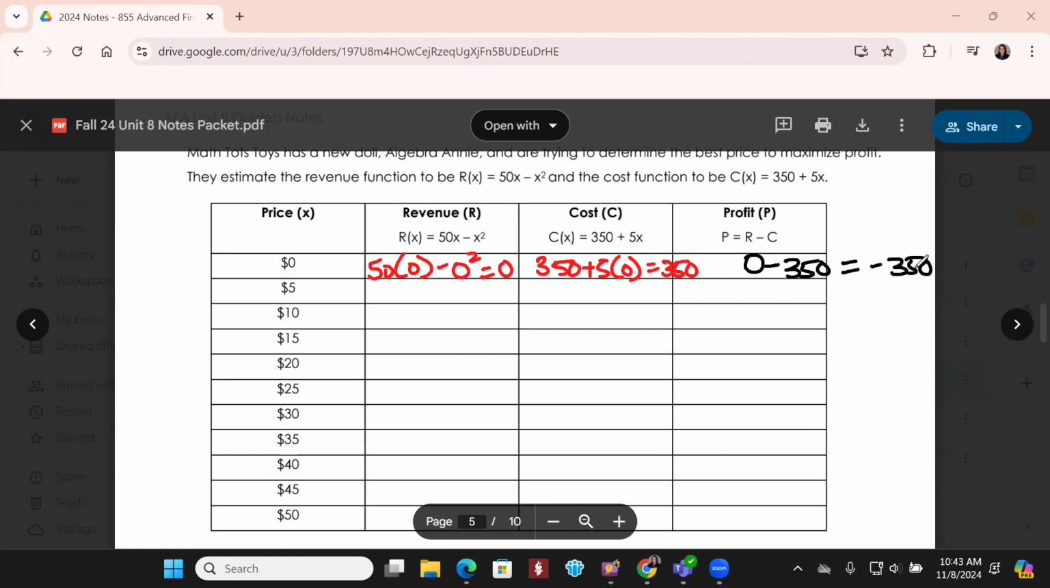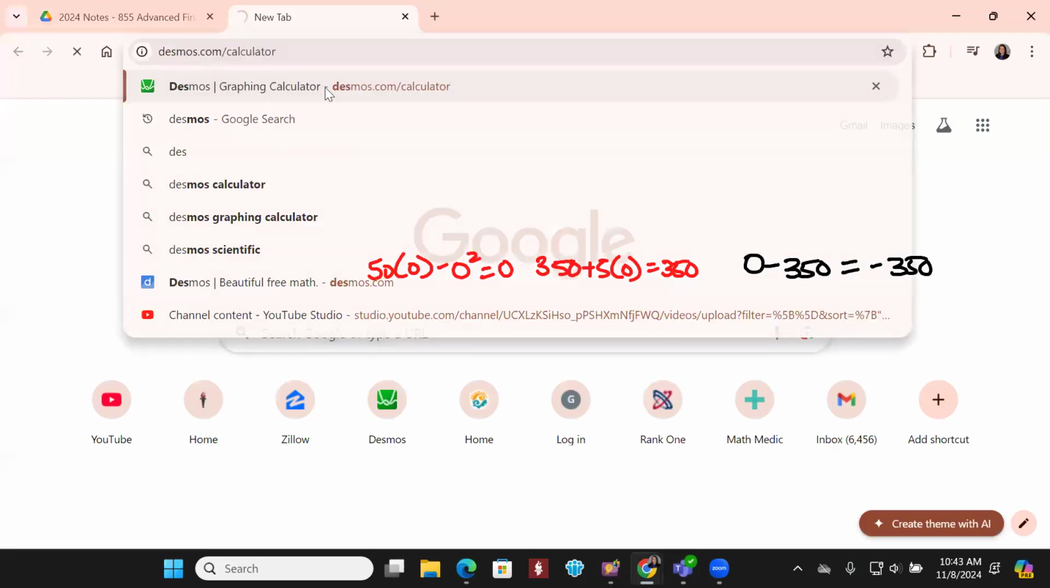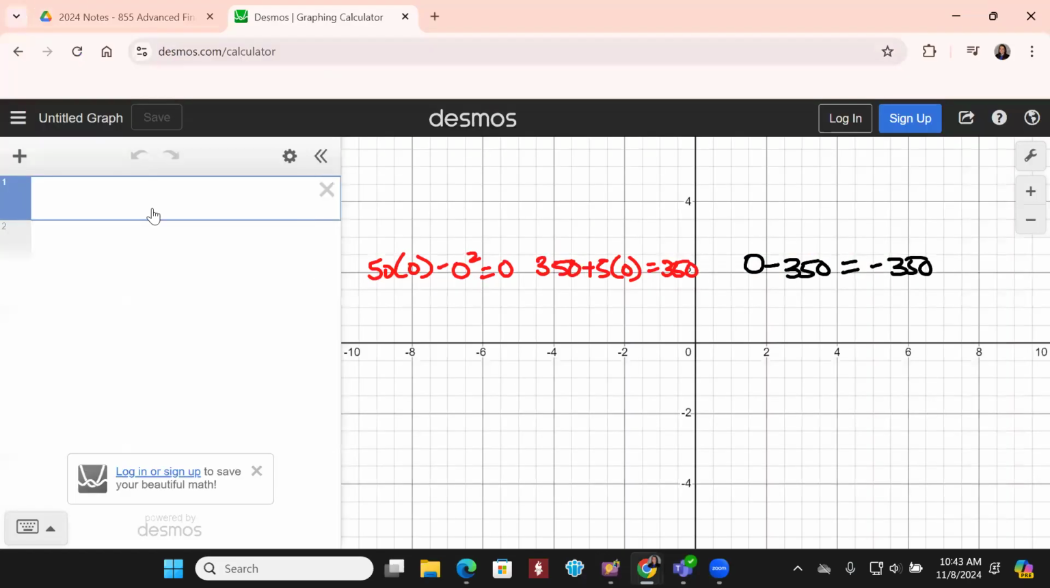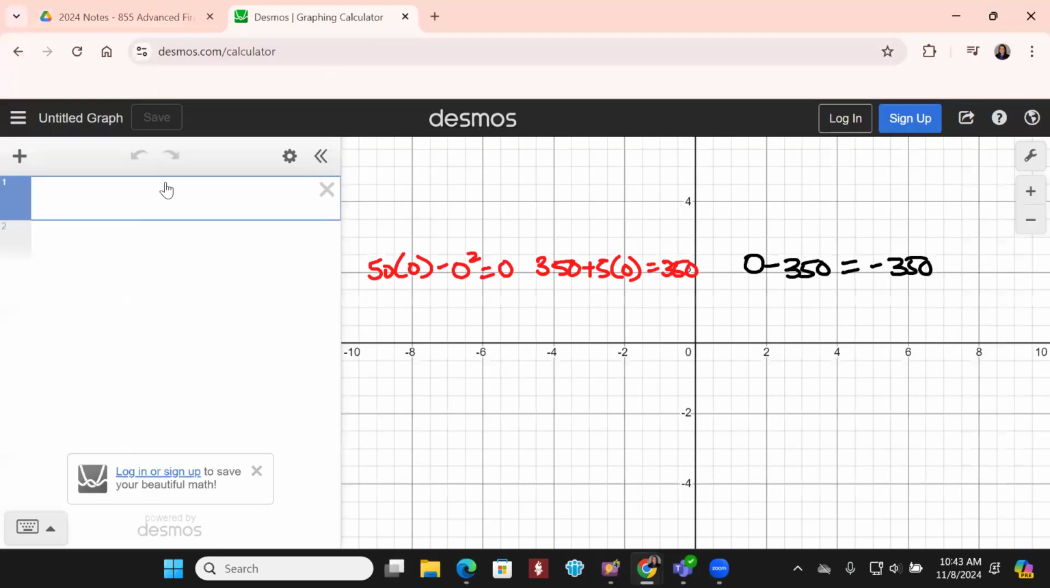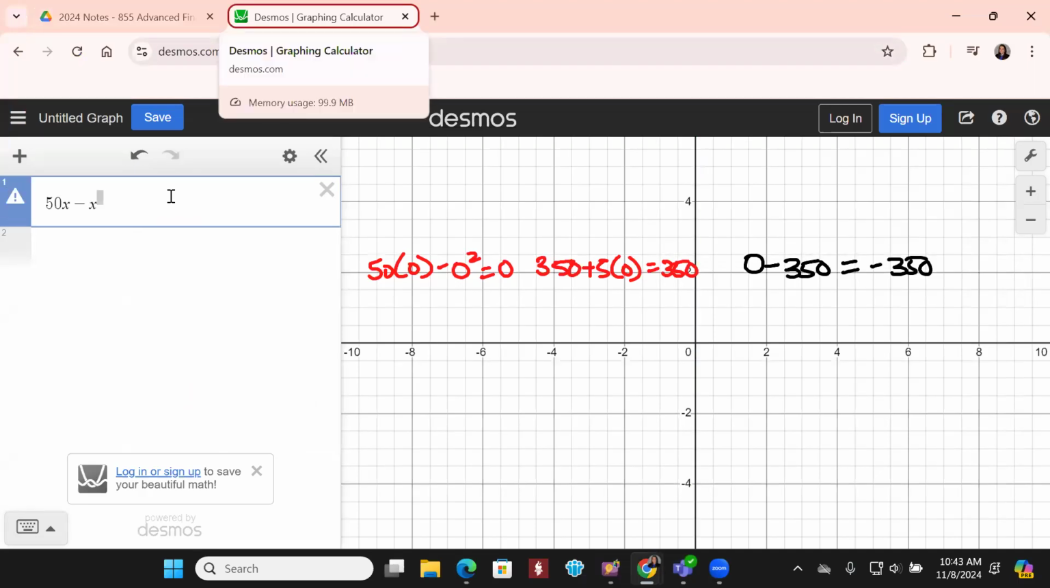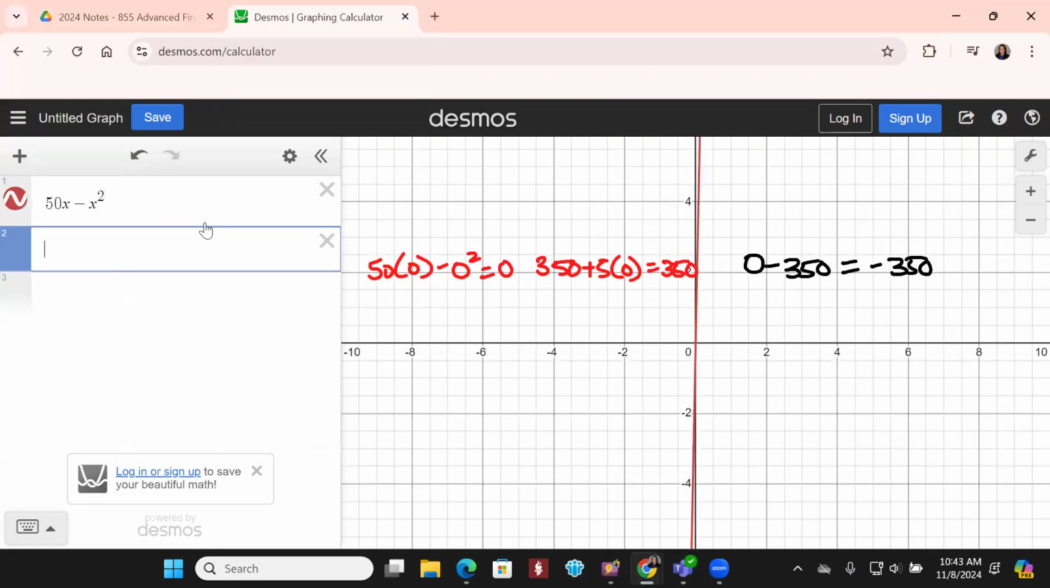Now, if you're not so solid on plugging it into the equation, Desmos is your best friend. Go to Desmos, and you're going to type in the two equations that are up here at the top. So you've got 50x minus x squared, and then you've got 350 plus 5x.